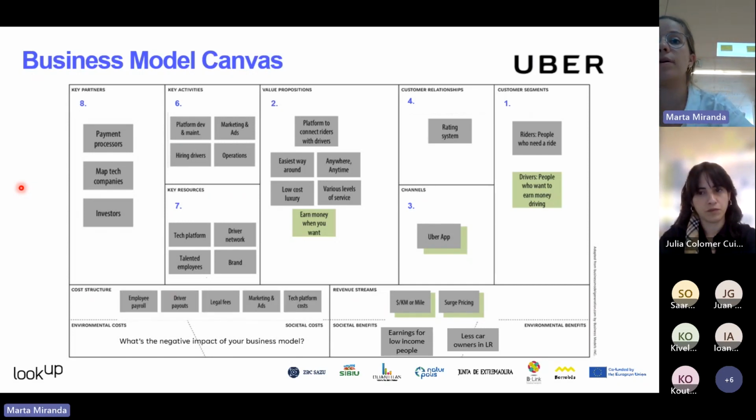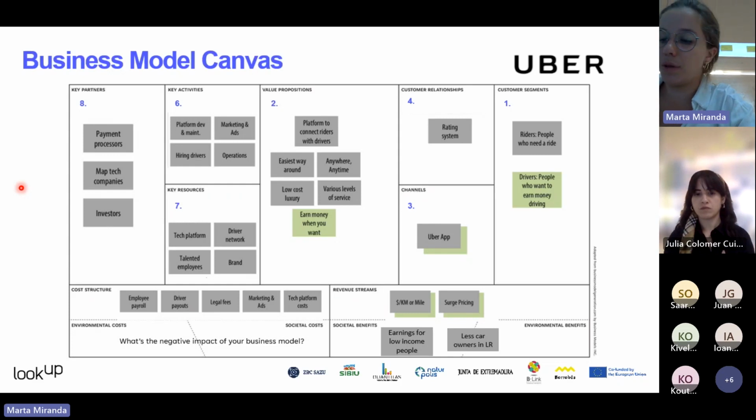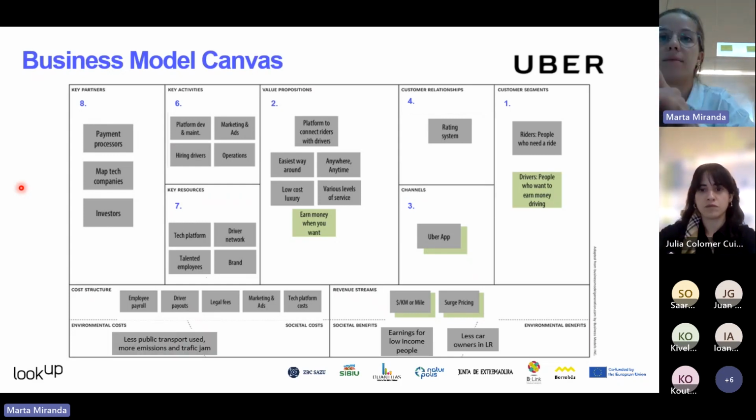For example, in the case of Uber, in their cost structure, they have to pay the employees, they have driver payouts, they have legal expenses also, they have to pay for ads, and they have a huge cost on technology. And what is the impact of Uber on the environment and in society? Maybe we could also have done it with our value mapping tool, but here we can put it in the business model canvas too.